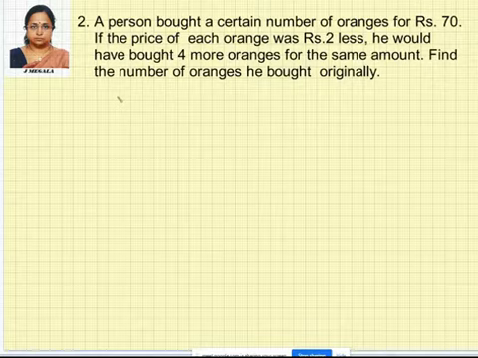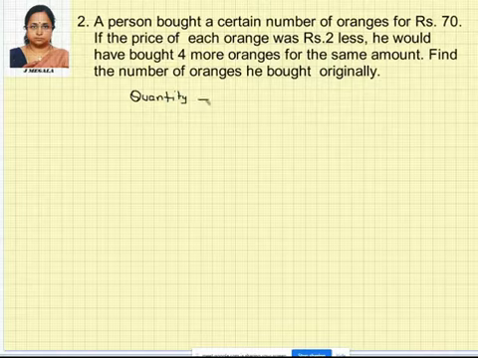So what we can do is consider the quantity, the number of oranges purchased, as Q. Let us consider the quantity as Q and the price as P.